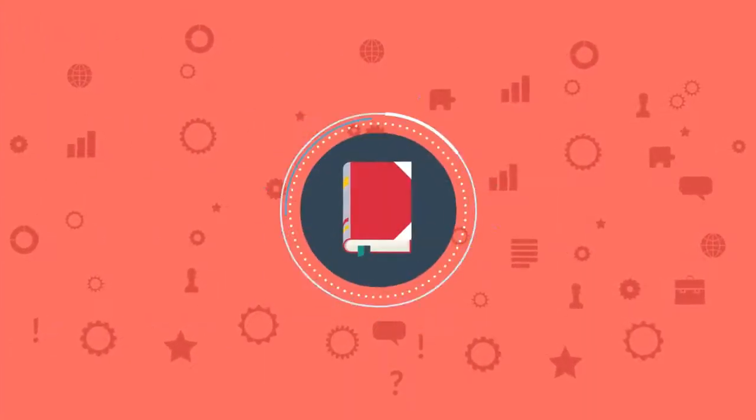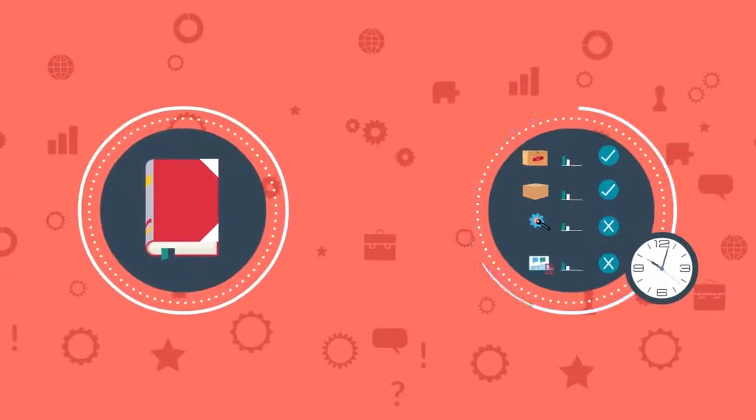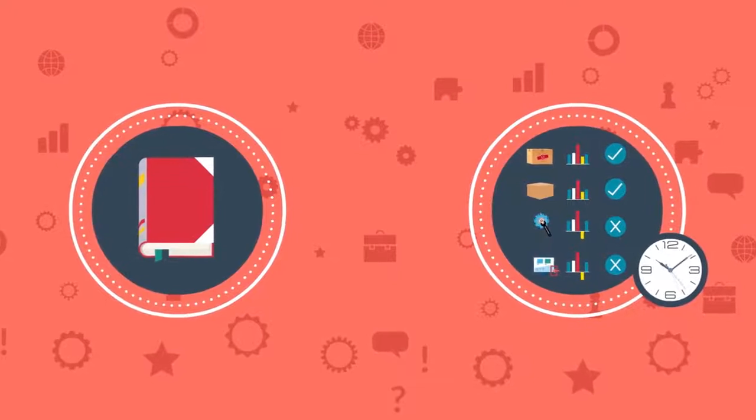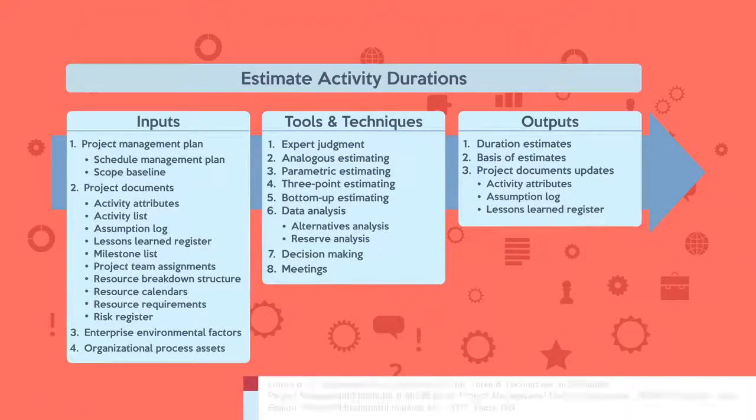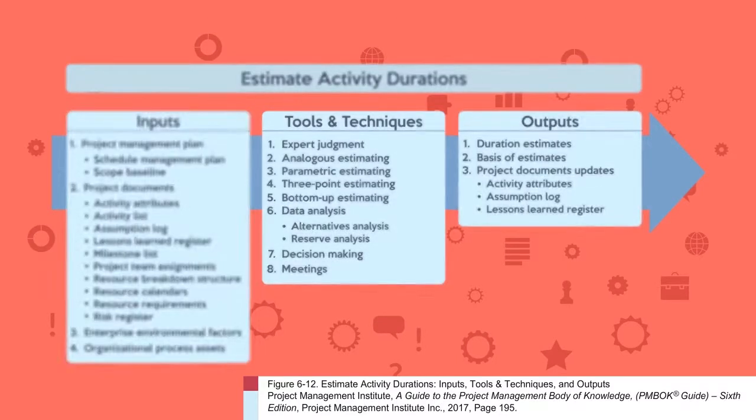If you are following along with the PMBOK Guide 6th edition, Estimate Activity Durations is Process 6.4, where the Planning Process Group and Project Schedule Management knowledge areas intersect. The inputs, tools and techniques, and outputs are in Figure 6-12.